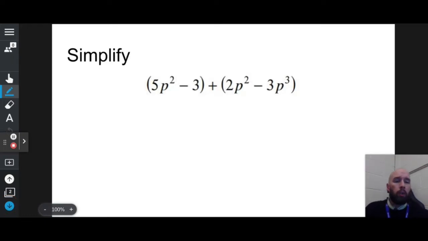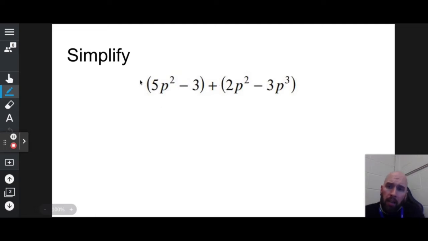Now, our main focus is we're going to be given a couple sets of parentheses, and we're going to maybe distribute a negative, maybe not. We're going to combine like terms and then write things out in standard form. Now, what is standard form? You take the highest degree, work your way down. But first things first, let's simplify.